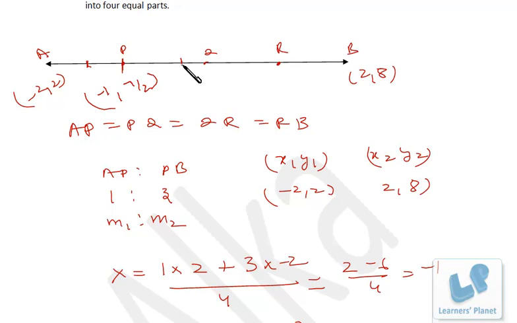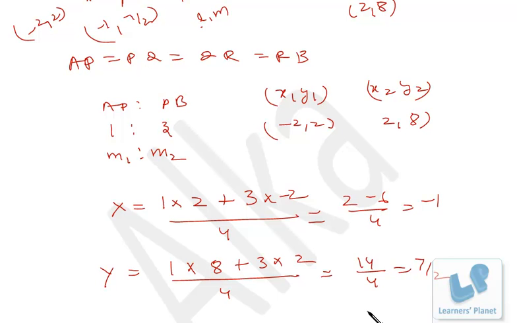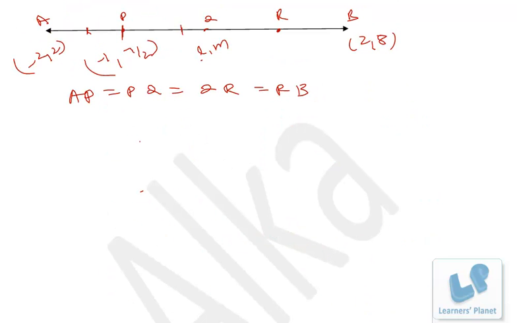Right? Now this distance is equal to this distance. So P should be the midpoint of AQ, right? That means AP is equal to PQ. Actually, Q will be the midpoint of A and B, right? Suppose this is (l, m). So l is equal to (-2 + 2) by 2, so that's 0, and m is equal to (2 + 8) by 2, that is 10 by 2, that's 5. So the coordinates of Q will be (0, 5).